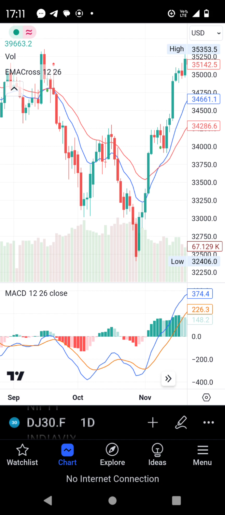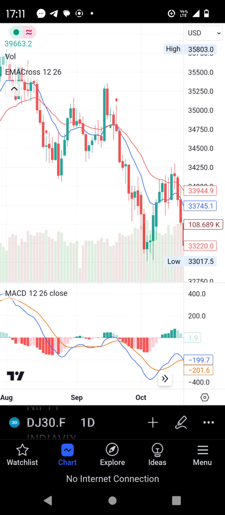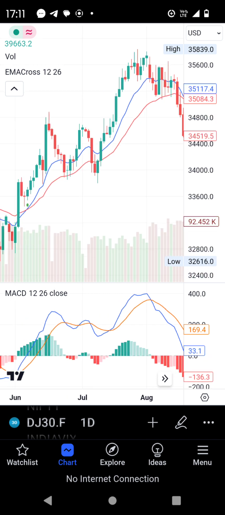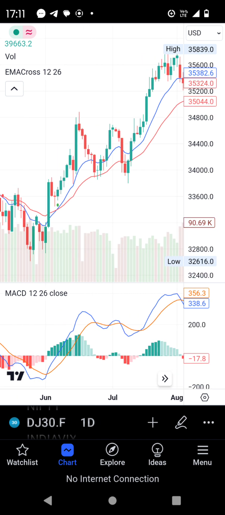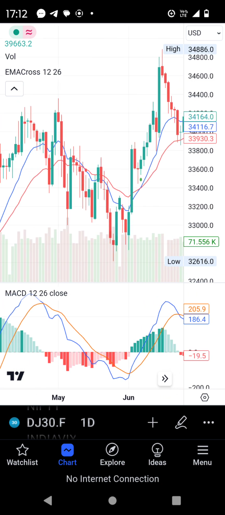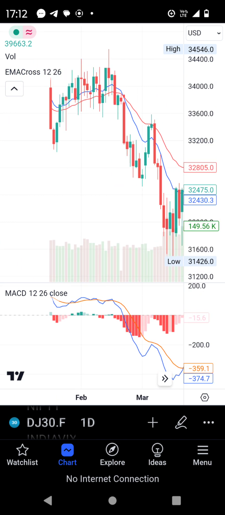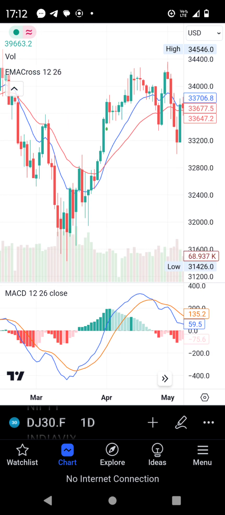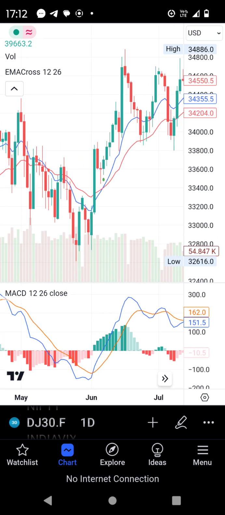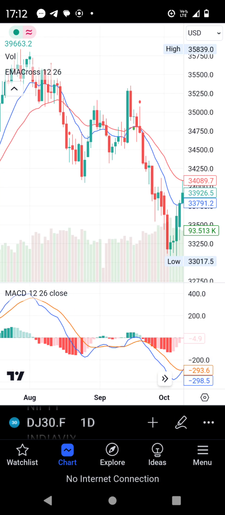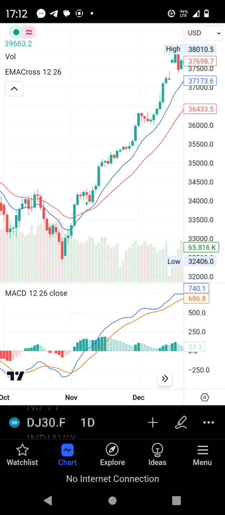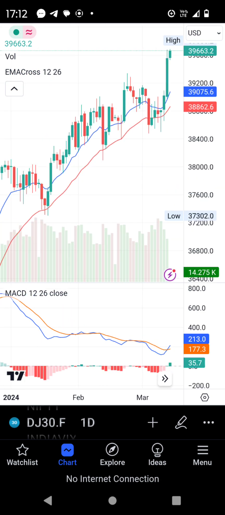Now I'll scroll the chart back and you can see that whenever the MACD line is above 0, that is the blue line is above 0, you will find that there is an uptrend. And whenever the blue line is below 0, now see here, somewhere in the month of February last year, the MACD was below 0 and the downtrend was there. So MACD above 0 is uptrend, MACD below 0 is downtrend. Now that is not the major use of MACD.